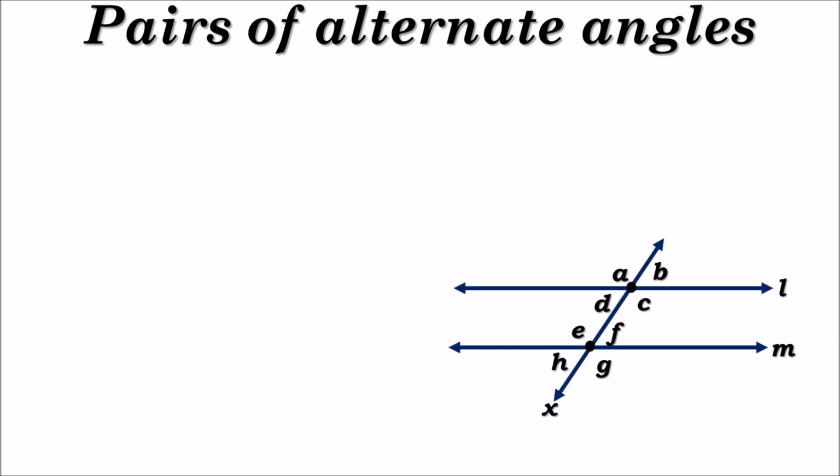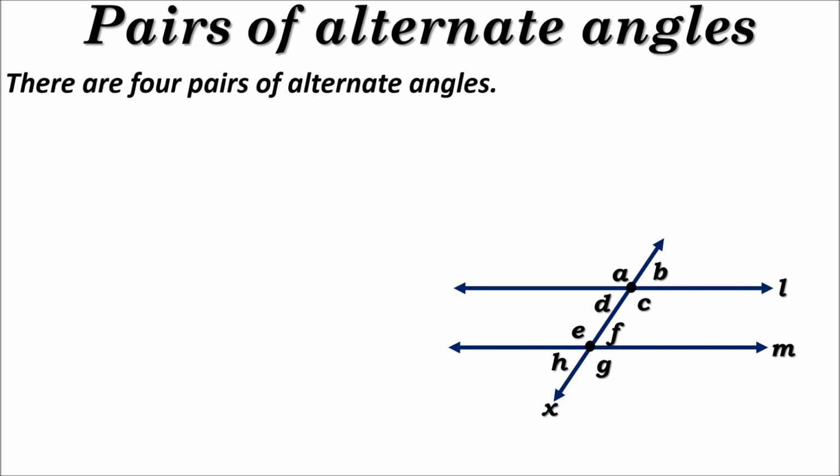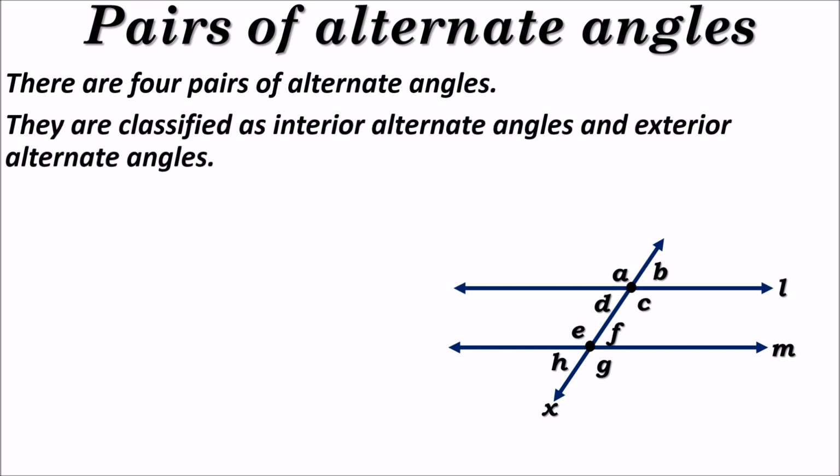Pairs of alternate angles. Here we have a figure. In this figure, line X is a transversal of lines L and M. There are four pairs of alternate angles. They are classified as interior alternate angles and exterior alternate angles. It means there are two pairs of interior alternate angles and two pairs of exterior alternate angles.